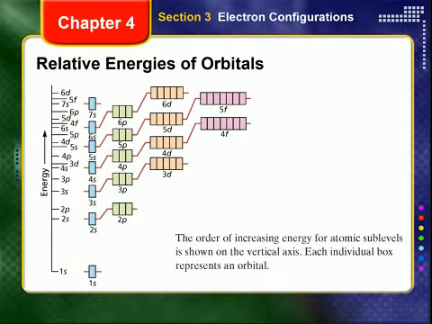So, question. Once the 3d orbitals are fully occupied, which sublevel is occupied next, according to this figure? The 4p orbitals will begin to fill after the 3d orbitals are fully occupied.